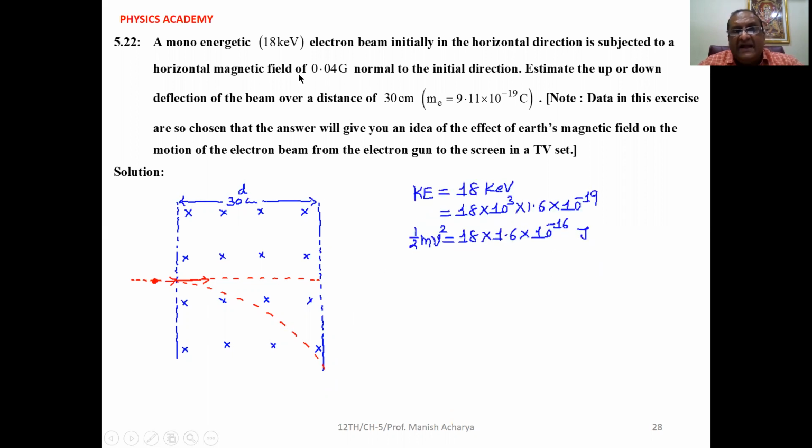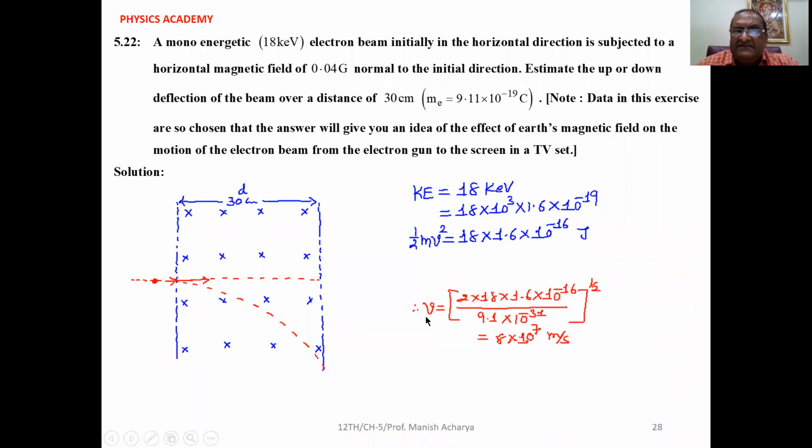Now see, the kinetic energy given to you is 18 kilo electron volt. So 18 kilo is 10 raised to 3, and convert it from electron volt to joule by multiplying with 1.6 into 10 raised to minus 19. Kinetic energy is half mv square. So we can write half mv square equal to 18 into 1.6, and this 10 raised to 3 and 10 raised to minus 19 will give you 10 raised to minus 16 joule. Clear up to this one?